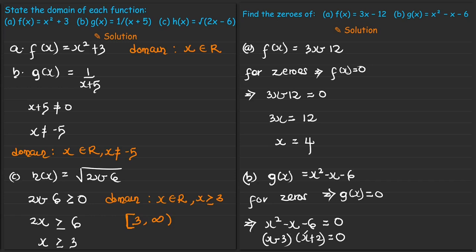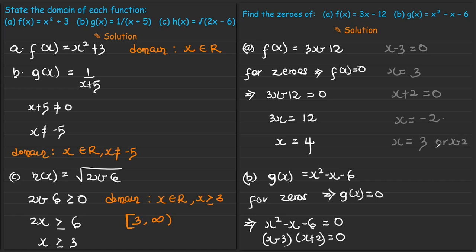So equating the brackets to 0, we have x minus 3, which is equal to 0. Making x the subject, we have x equals 3. Then for the second one, we also have x plus 2, which is equal to 0. Making x the subject, we have x which is equal to negative 2. You see? So we would say x is equal to 3, or x is equal to what? Negative 2.